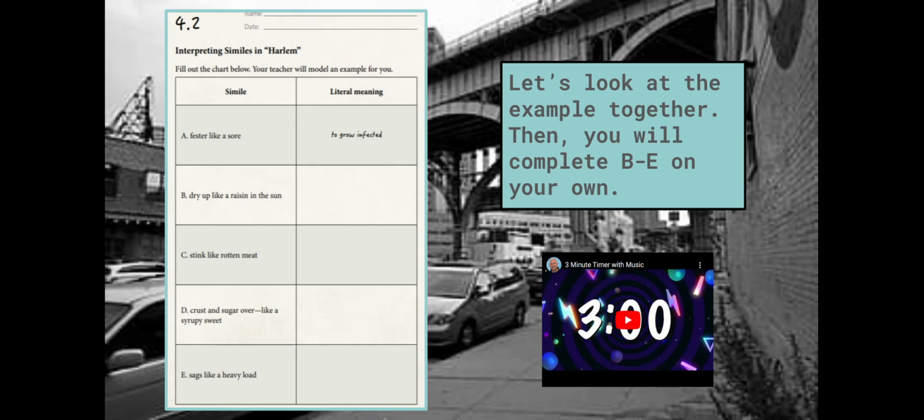Maybe you've picked at it. Maybe there's a bacteria in there that's not cleaned out. So it grows infected. So take a look at letter B, dry up like a raisin in the sun. Letter C, sink like rotten meat. Letter D, crust and sugar over like a syrupy sweet. And letter E, sag like a heavy load. I'm going to set the timer, and at the end of the timer, we'll check.